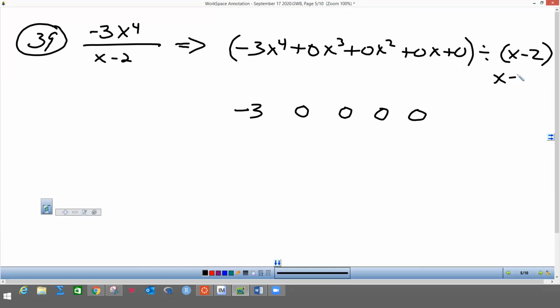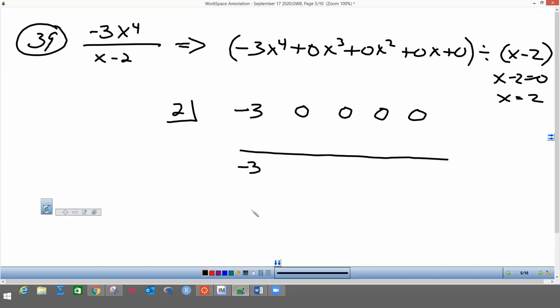And what makes this 0? Well, it's 0 when x equals 2. So I put that 2 in my box out here, and I draw my line. I take my first number, bring it straight down. 2 times negative 3 is negative 6, and then I add these two. So that's negative 6. 2 times negative 6 is negative 12, and I add these two. So that's negative 12. 2 times negative 12 is negative 24. I add these two. That's negative 24. And 2 times negative 24 is negative 48.